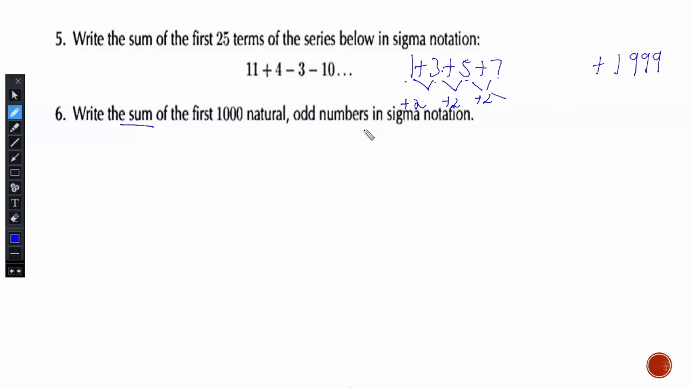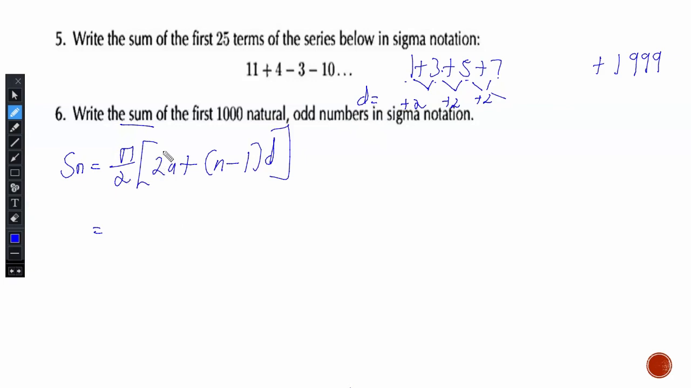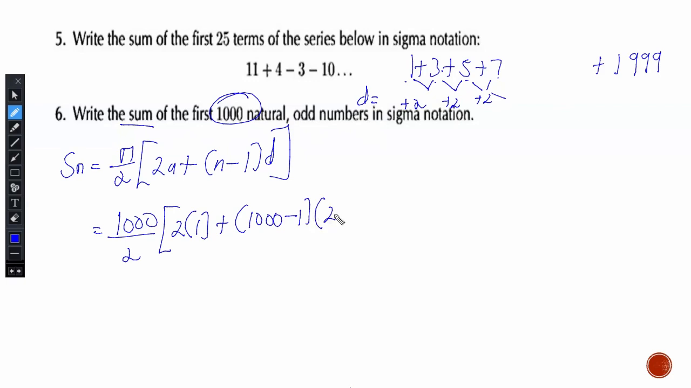But then since now you've identified that this is an arithmetic series, we can then use the formula that goes Sn is equal to n over 2, and then 2a plus (n minus 1) d, right? And then your number of terms, how many terms are we dealing with? 1000. So we're going to put 1000 here over 2. Then our a value, meaning the first term, the first odd value here will be 1, right? As we can see from there. And then we still have the 1000 here minus 1, and then d is 2.